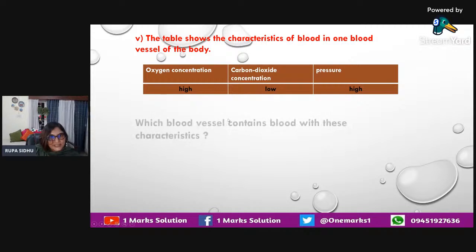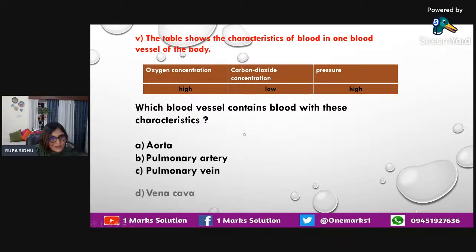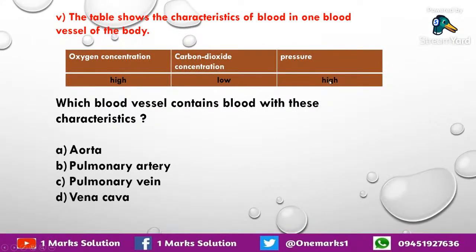Let us see the options. Which blood vessel contains blood with these characteristics? Aorta, pulmonary artery, pulmonary vein, vena cava. See, supposedly the aorta has high oxygen concentration of blood, low carbon dioxide concentration, and the pressure is also very high. The answer should be aorta.